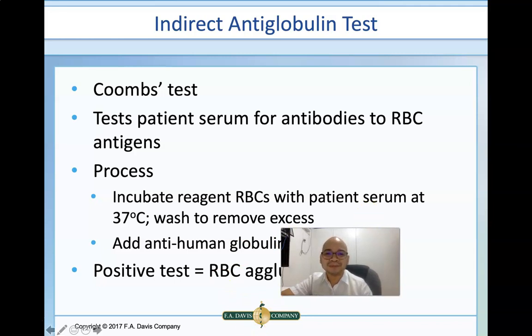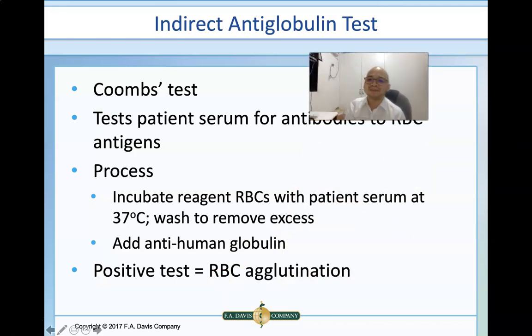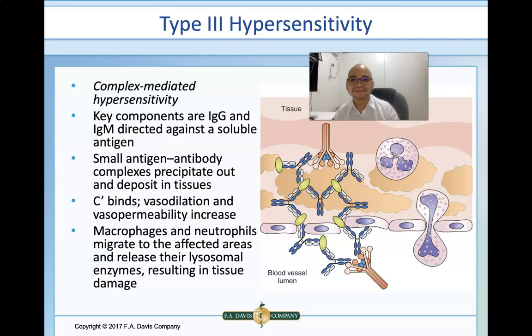So the usual process of the indirect antiglobulin test is that we incubate the reagent RBC with the patient serum at 37 degrees, then we wash it to remove unwanted antibodies or excess antibodies or unwanted proteins, and then we add anti-human globulin and look for the same positive reaction, which is RBC aggregation.